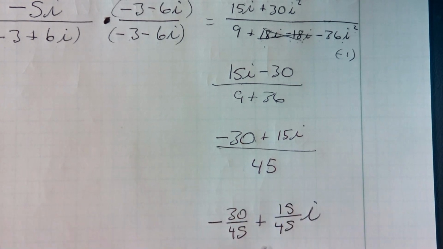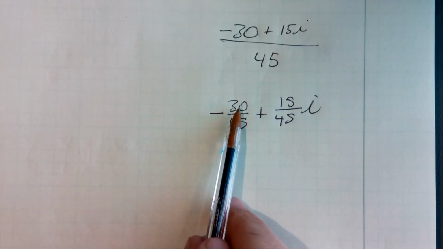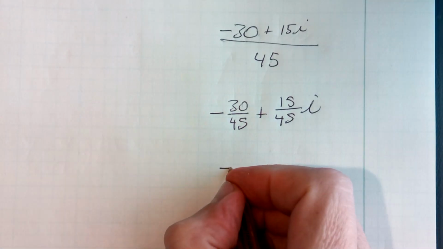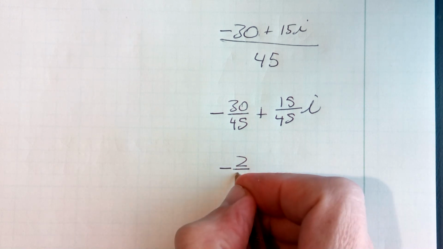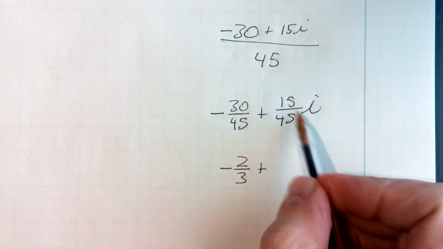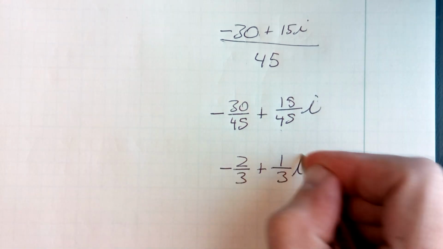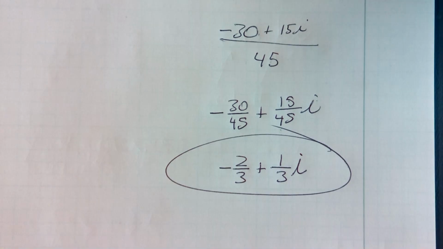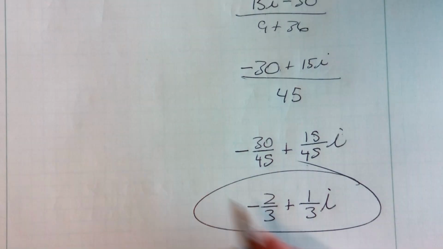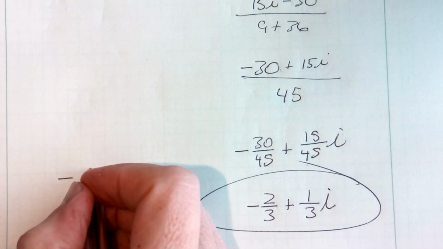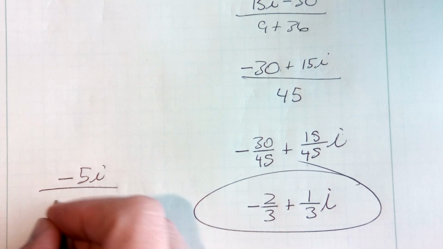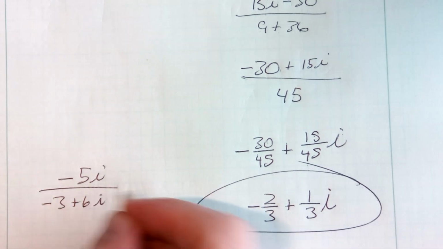Well, 30 and 45 both have 15 in common, just like 15 and 45 do. So what's going to happen is divide both top and bottom by 15. I'm going to get a negative 2 over 3 plus 1 over 3, and then the i sits out behind. So if you don't remember what the first original part was, it was negative 5i divided by negative 3 plus 6i. That becomes that.